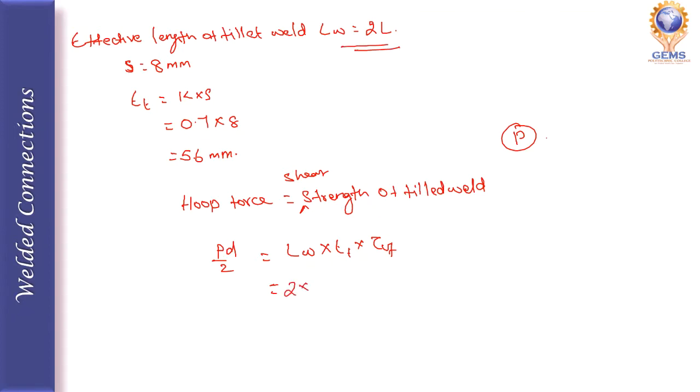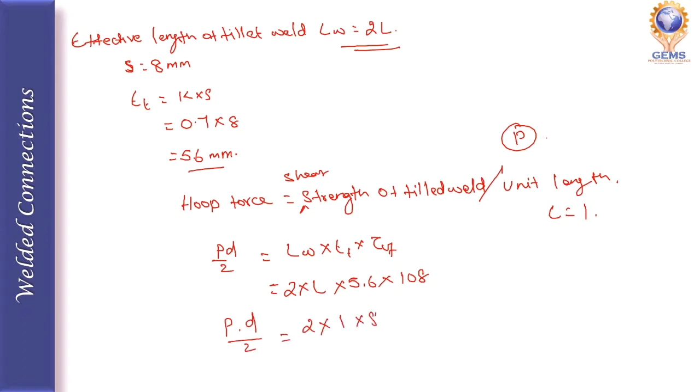So 2 into L into TT value, that is 5.6, and tau VF value given in the question, 108. Here we are considering everything for per unit length, so L is equal to 1. So your P into D by 2 is equal to 2 into 1 into 5.6 into 108 Newton per mm square.